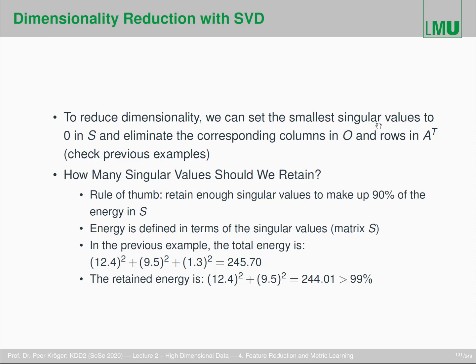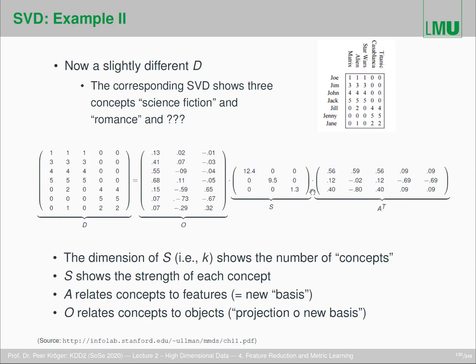We just set the smallest singular value, or the smallest singular values, it can be more, to 0 in S, which eliminates the corresponding columns in O and rows in A. So if we set this one to 0, the corresponding row here in A, which corresponds to the axis representing this concept, will be deleted, which means that the corresponding column here in O, the last one, will also be deleted. So we will end up in a 2-dimensional space representing the original 5-dimensional space if we omit the third column, the third concept. Which makes sense because the singular value is very small compared to the rest.